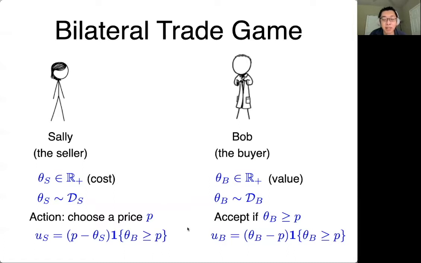And then Bob, upon seeing the price, will accept if his private value theta B is greater than or equal to the price P. And if there's no trade, then both players will get zero utility. And if there is a trade, then Sally will get utility of P minus her cost theta S, and Bob will get utility of theta B minus P.